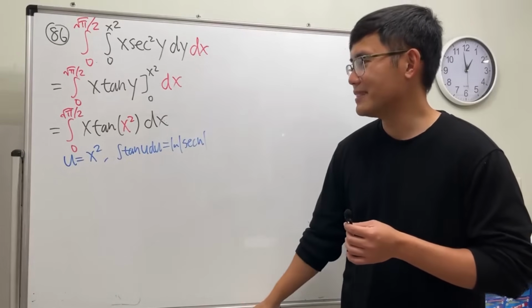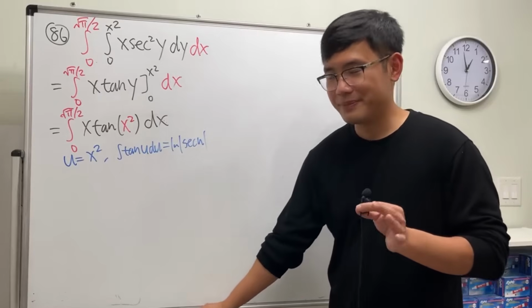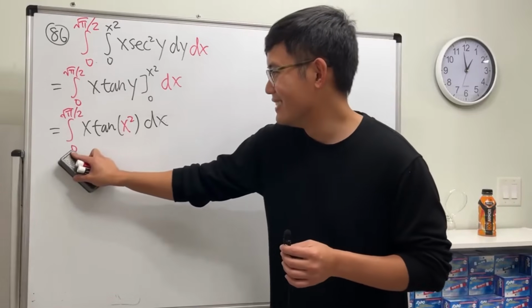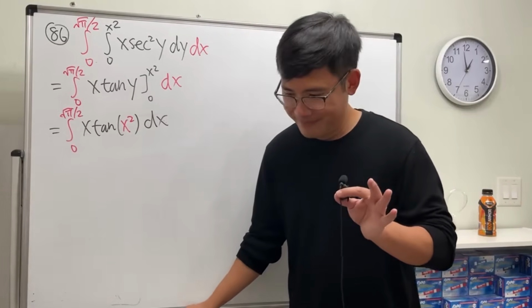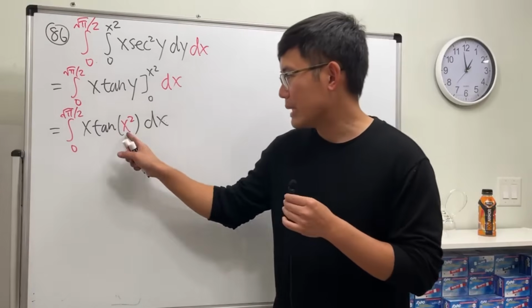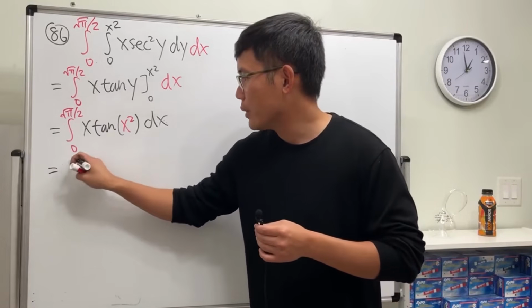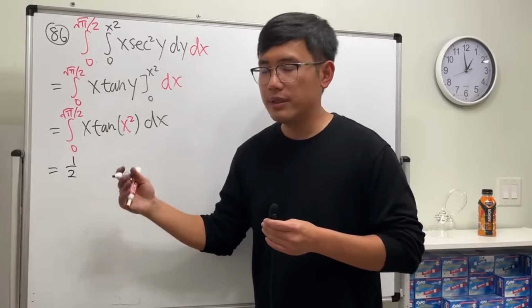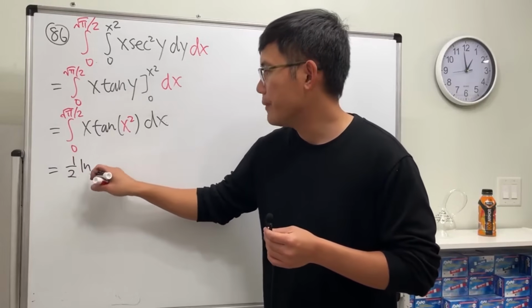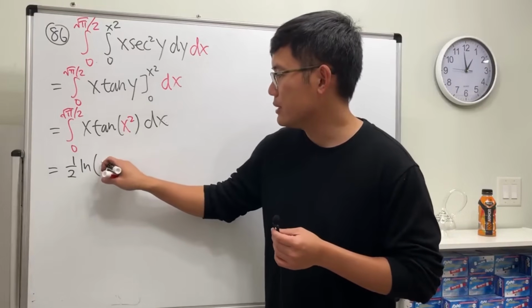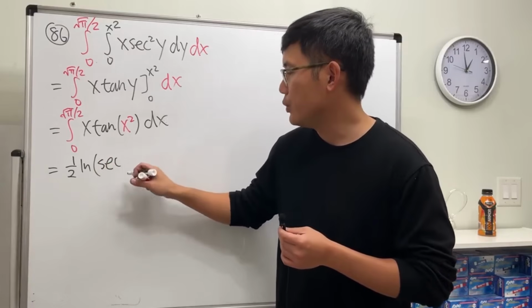Why am I telling you guys this? I did this earlier too. So let me erase it. Alright, just do a u sub on your own like that, and we'll end up with 1/2. Integrating tangent u, we get ln, no need for absolute value, just parentheses, secant u, which is x squared.